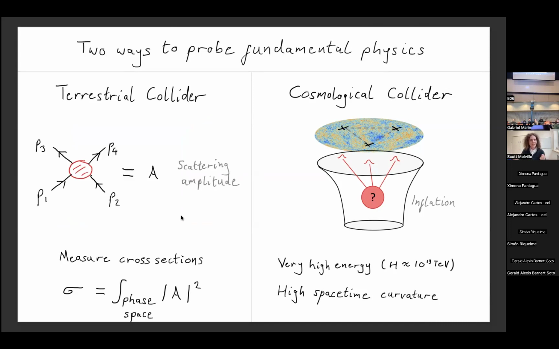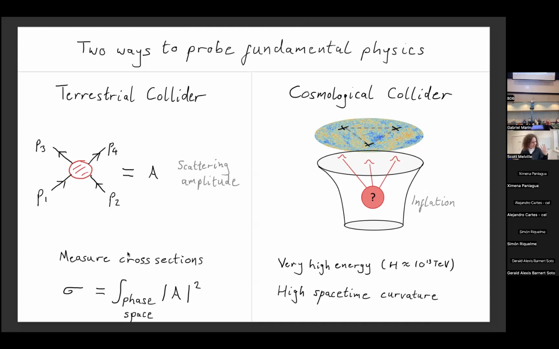So for particle physicists, the key player is the scattering amplitude. It's a complex number whose mod square tells you about the probability that two particles come in with some known momentum, interact, and leave with some known momentum. What we measure in practice is something called a cross-section. It's basically this probability, and then you integrate over all of the allowed phase space, all of the allowed momenta with which the particles can come out.